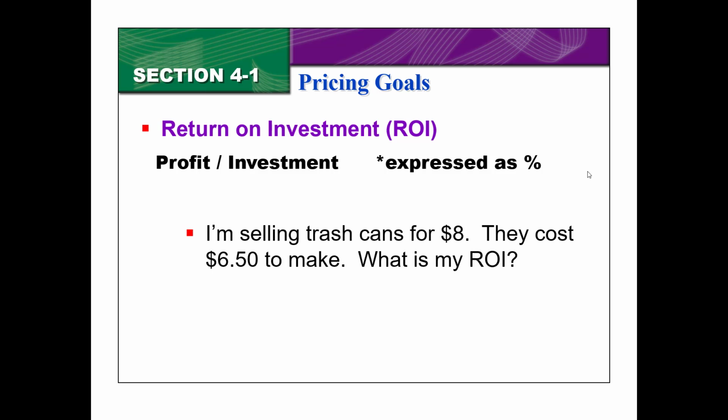So in order to find our ROI, we first need to be able to find our profit. Now, profit is found by taking the price that we're charging minus any costs and expenses. Once we have our profit, again, we divide that by our entire investment, and that's going to tell us what percent we are actually getting back on what we originally invested.